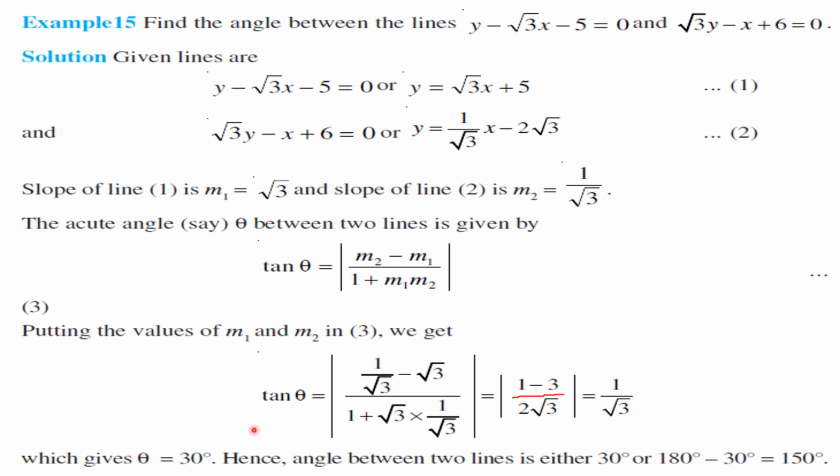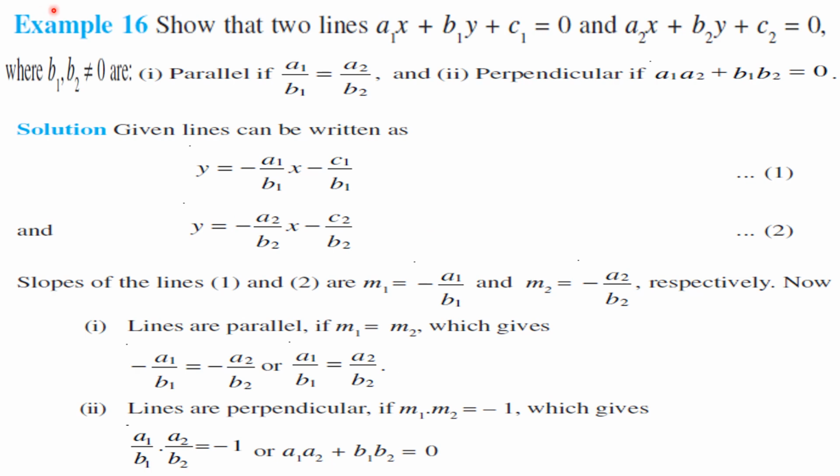So, tan theta is equal to 1 by root 3. Then the theta value is 30 degrees, which gives theta is equal to 30 degrees. Understood this step, my children? Hence, the angle between the two lines is either 30 degrees or 180 minus 30 degrees, that is 150 degrees. This is the acute angle between the given two lines, and this is the obtuse angle between the given two lines. Is this point clear, my children?